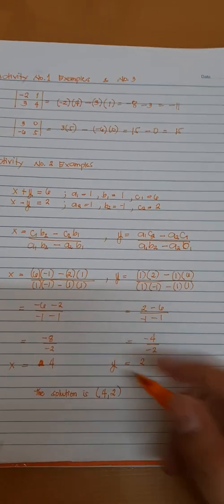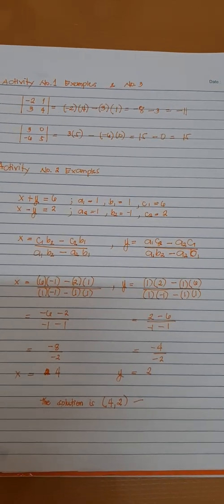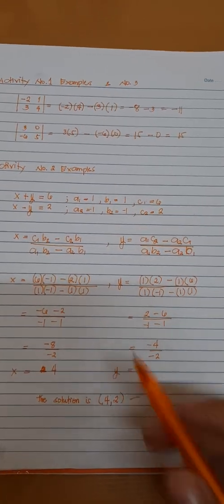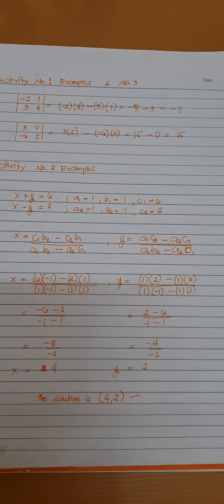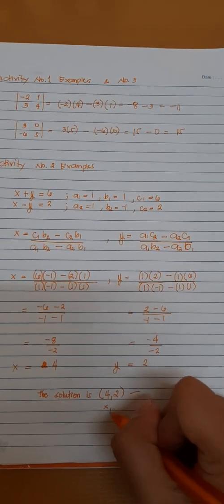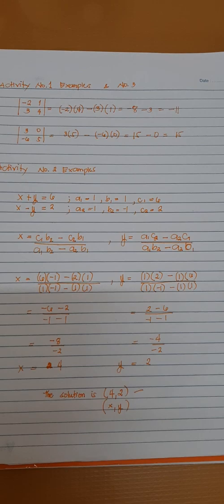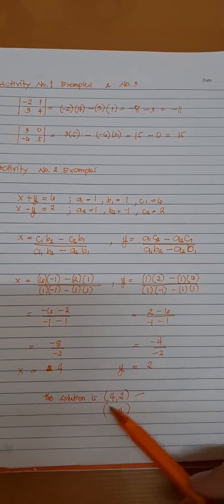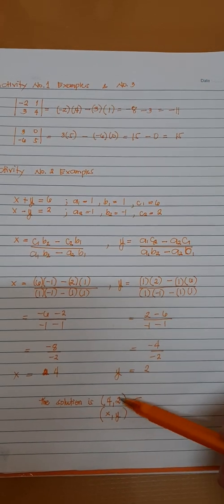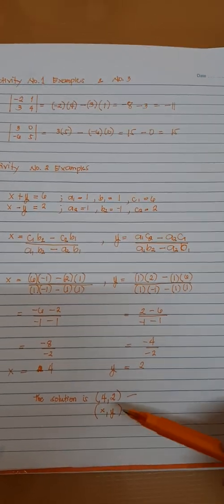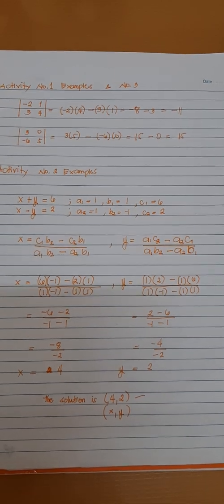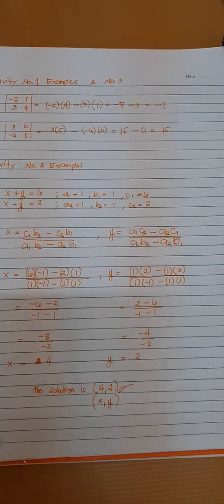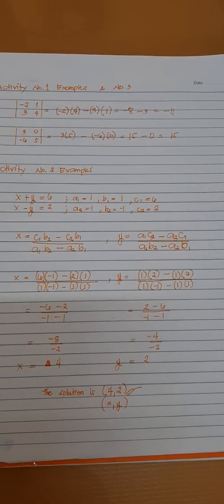Again, take note class, this is called an ordered pair. If we pair the x and y, it will result in an ordered pair. So this is x, this is y. Take note, when you write your answer this way, the first element is always x, and the second element is always y. So our solution is in the form of 4, positive 2.